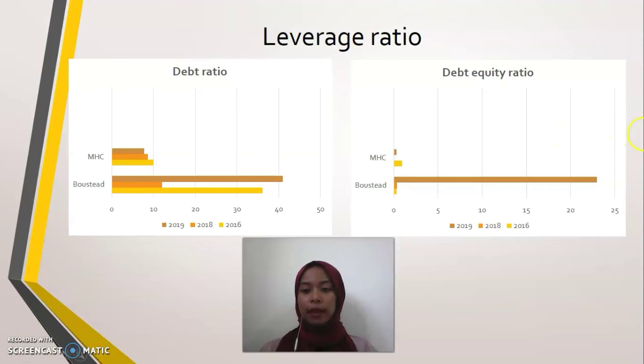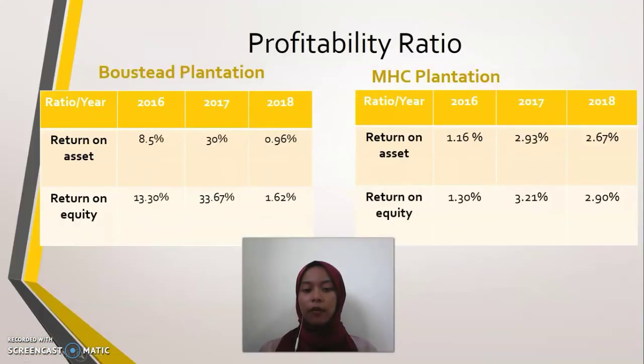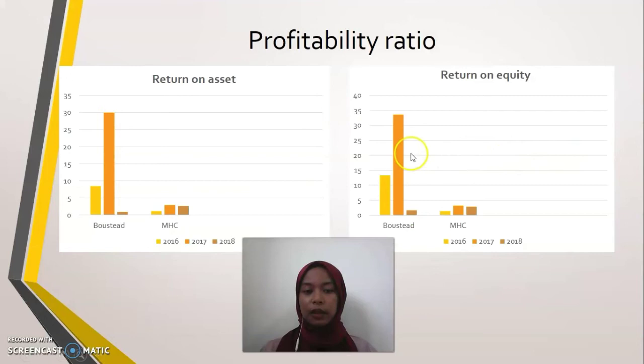So, for profitability ratios, these are the figures, and as usual, we use the graph. Return on asset here helps to measure the net income produced by total assets. This ratio will show how effectively the company can manage its assets to produce profit. The higher the ratio, the higher the income produced by assets.